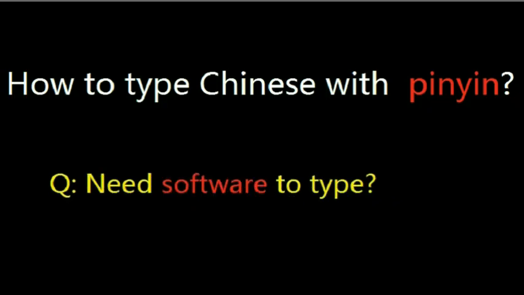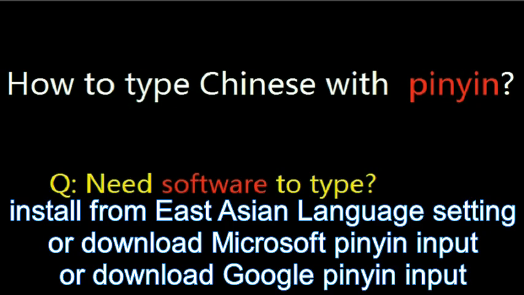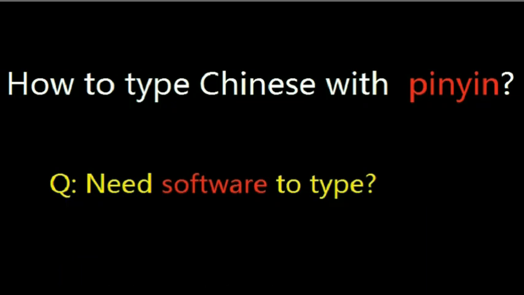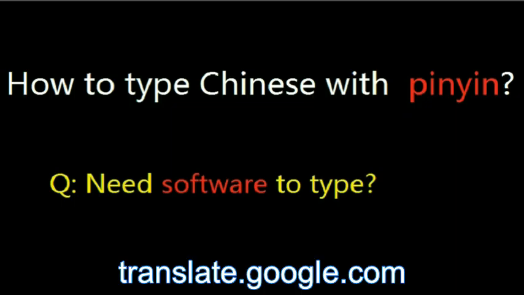Do you need software installed on your computer to type Chinese characters? Yes, if you do have it and you find it convenient. If you do not have internet, you can install from your local settings, which I'm not going to discuss here. If you do not need software, you can also do Chinese character typing using Pinyin. Thanks to Google and Microsoft and other companies, they supply us with websites so you can just go to the website and type directly. Today I'm going to introduce Google Translate.